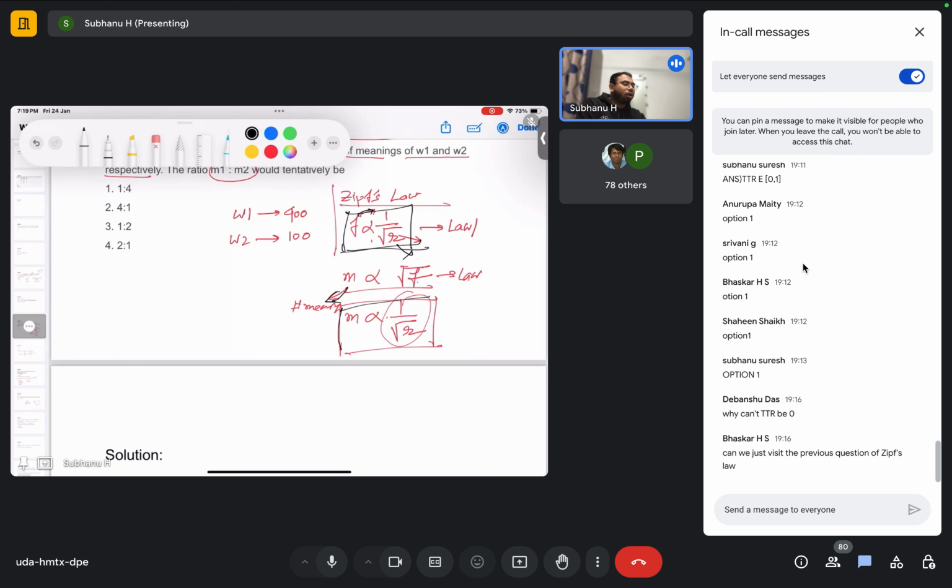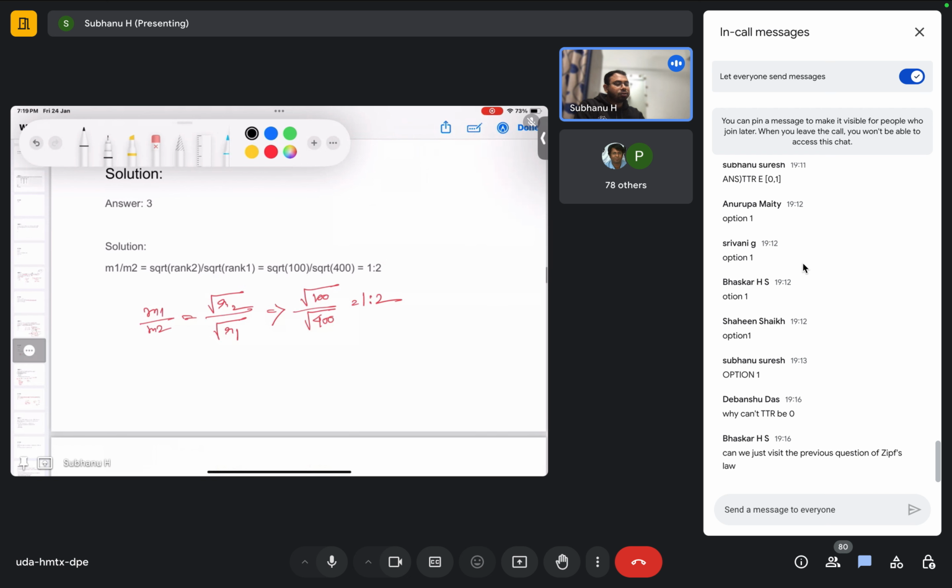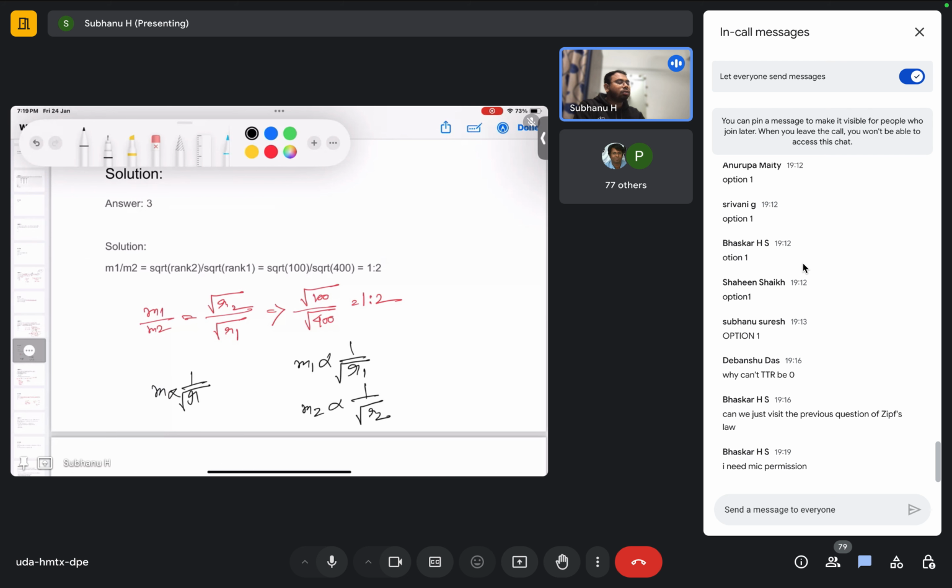If I combine these two laws, m becomes proportional to 1 by root r, replacing f with 1 by root r. So m1 is proportional to 1 by root r1 and m2 is proportional to 1 by root r2. Combining them, m1 by m2 equals (1 by root r1) by (1 by root r2), which becomes root of r2 by r1. Got it? I think it is clear.